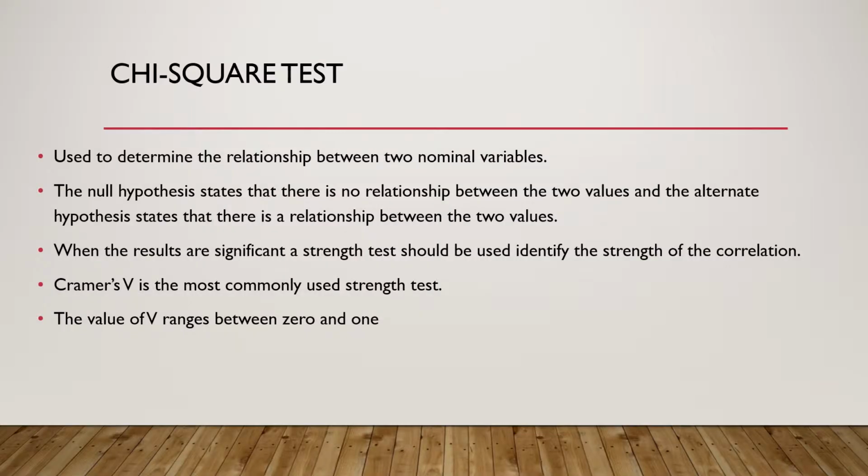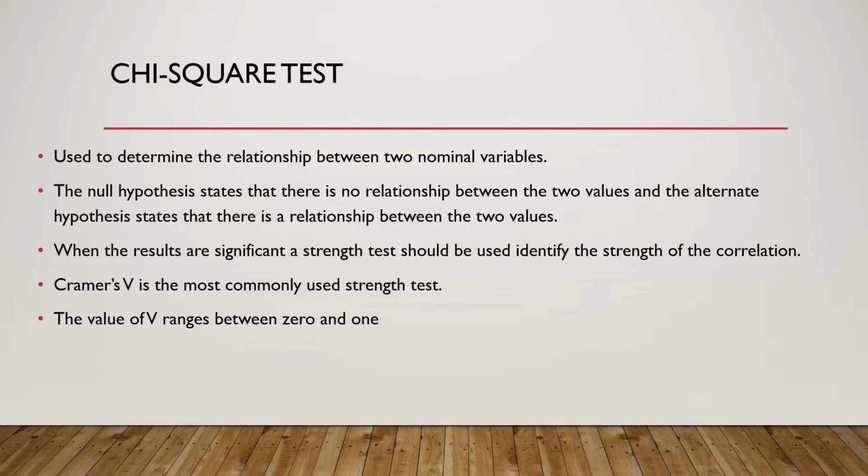A chi-square test is used to determine the relationship between two nominal variables. The null hypothesis states that there is no relationship between two values, and the alternate hypothesis states that there is a relationship between two values. To reject a null hypothesis, the p-value should be less than alpha, which for this test is 0.005.